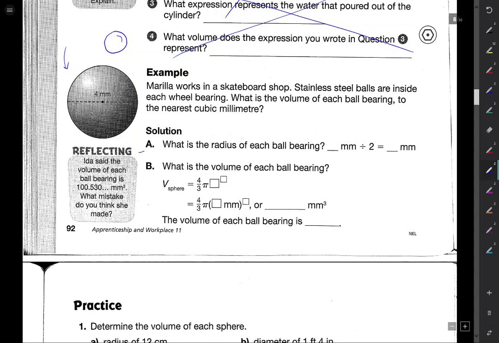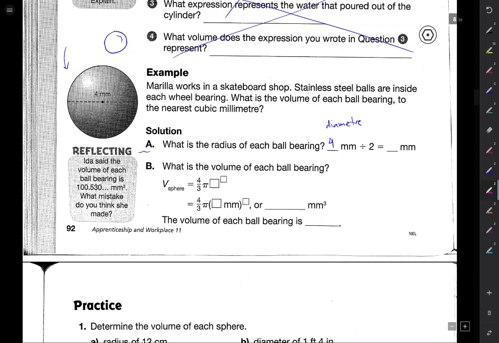So in this first step here, they want us to figure out the radius. So we would take the diameter, which is 4, and we divide it by 2 to get the radius. Because remember, the radius is half of the diameter. So in other words, 4 divided by 2 is 2 millimeters. So the radius r is equal to 2.